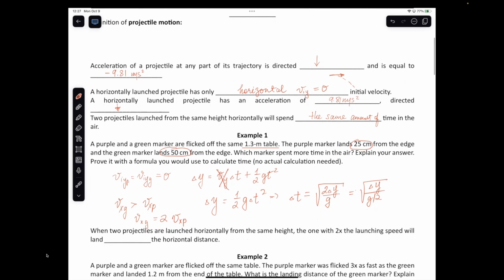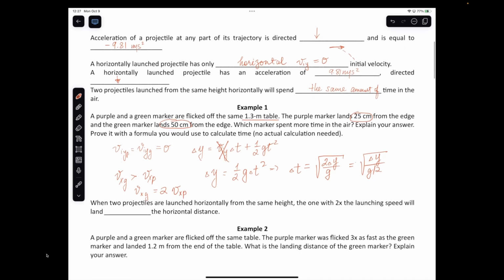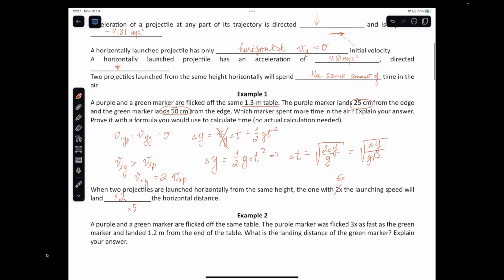When two projectiles are launched horizontally from the same height, the one with double the launching speed will land double the horizontal distance. If you change this to 5 times, then this would be times 5. So the factor of the speed is the factor of the horizontal distance, delta x, and it works backwards the same way.